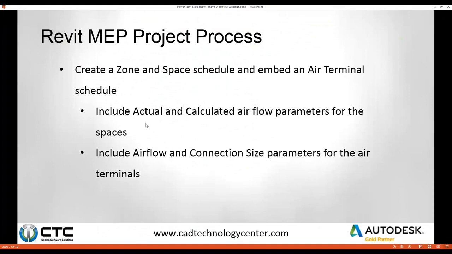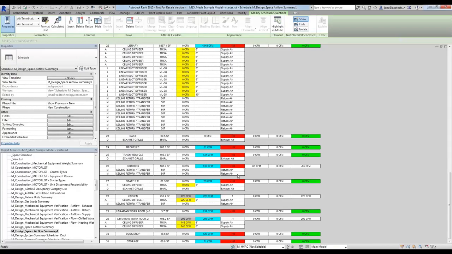So as I mentioned, create your zone and space schedule and then embed an air terminal schedule. And then we can include the actual and calculated airflow parameters for the spaces. And then for our air terminals, we include the airflow and the connection size parameters. So you can see we've got an 8-inch neck on this one. These up here, 10-inch neck.